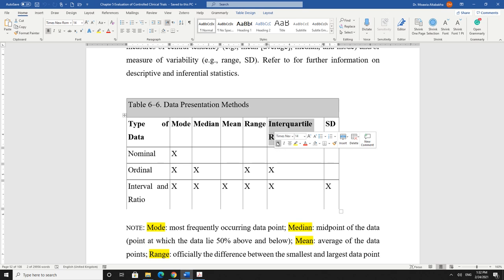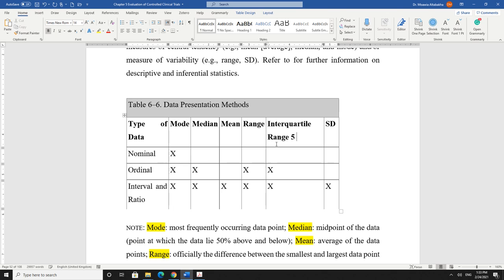Interquartile is different. It's a range, yes, from 25% to 75%. What does it mean? I will take the number of the data points, for example your score in the quiz out of 10. If I say the interquartile range is from 5 to 8, what does it mean? 5 means 25% of the marks are less than that, and 8 means 75% of the scores will be less than 8. So here I will say, it's 5 to 8, for example.